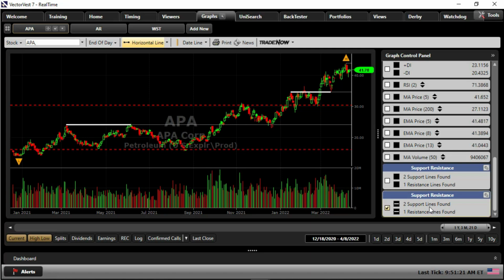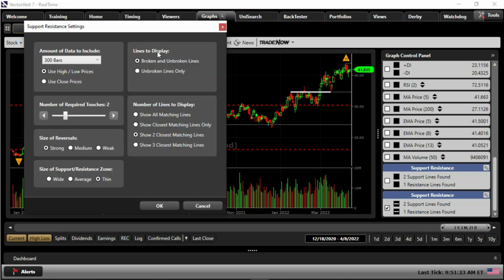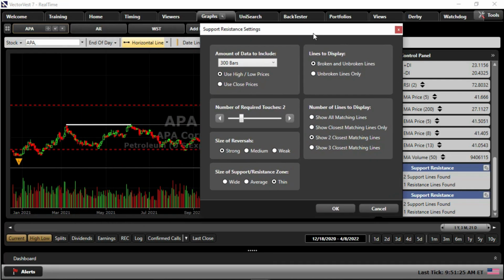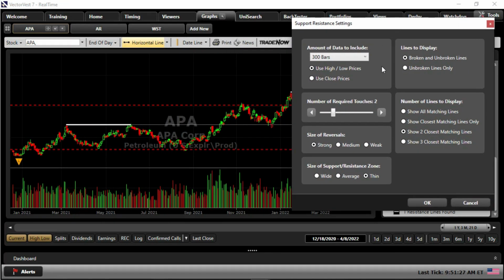If I right click on the support and resistance indicator and go to change settings, it's a very flexible indicator because we can look at more data, less data. We can change or modify the size of the reversals off of those support and resistance zones, the size of the support and resistance zones themselves, and we can also choose the number of lines to display. So we're just showing right now the 2 closest matching lines.